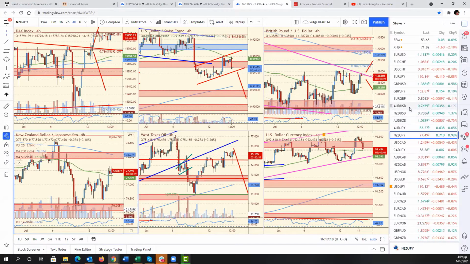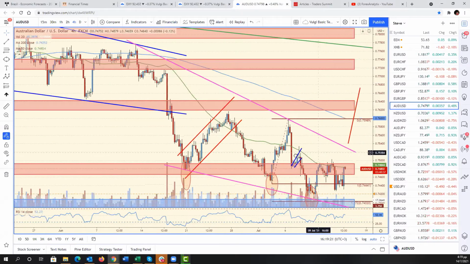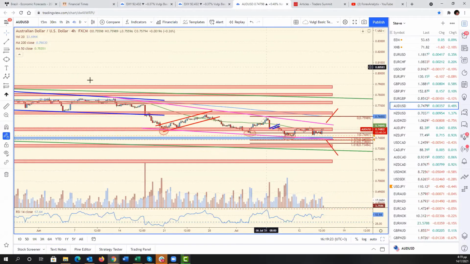Aussie and Kiwi. Here's the Aussie. Very similar situation in the short term with the cable, some kind of a descending wedge here. Trend line resistance currently passing from 75.25, so 0.7525, and support 74.30 within the wedge. Before we reach the wedge's trend line support, we have these previous lows here, so this one.